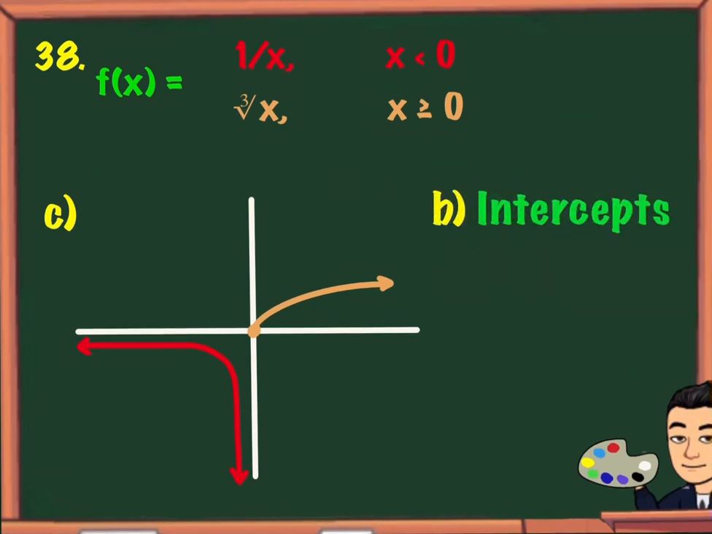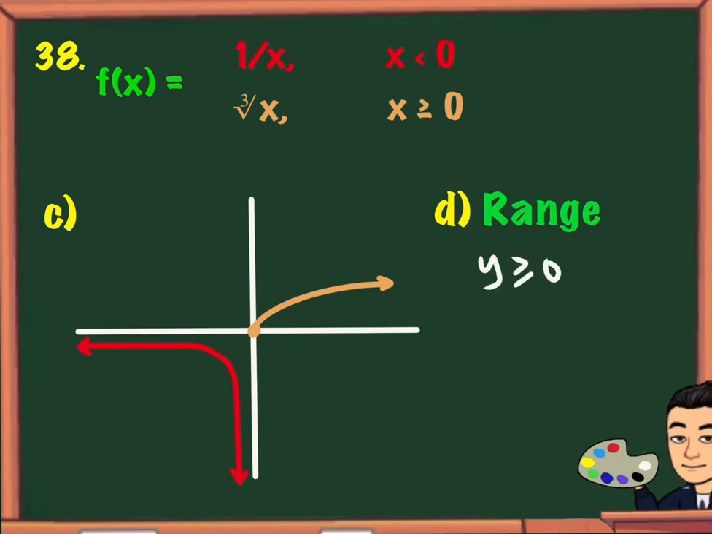For letter B, the only intercept you see is at the origin. So you're going to put 0 comma 0. This is for x-intercept and then y-intercept. For the range, it's going to be y is greater than or equal to 0 and y is less than 0. So in other words, just all real numbers.